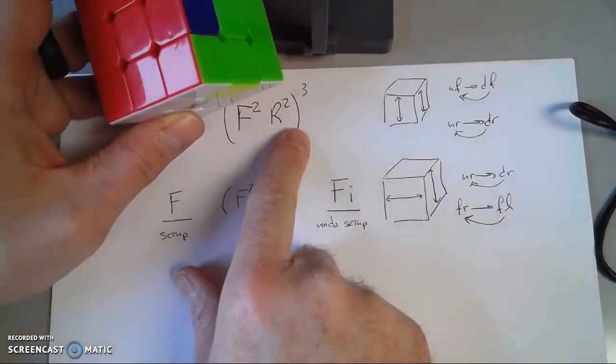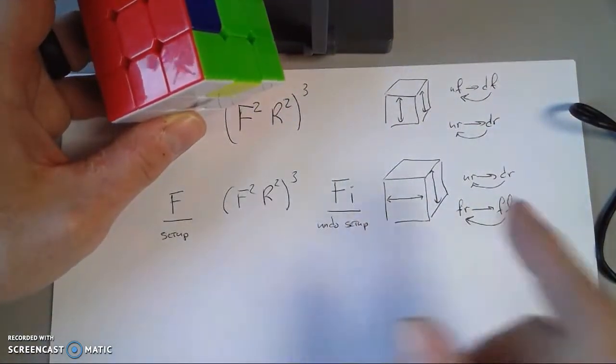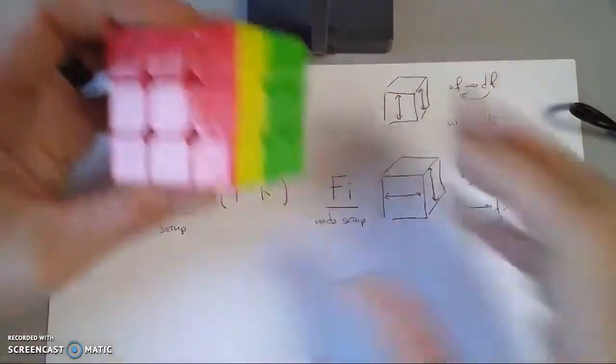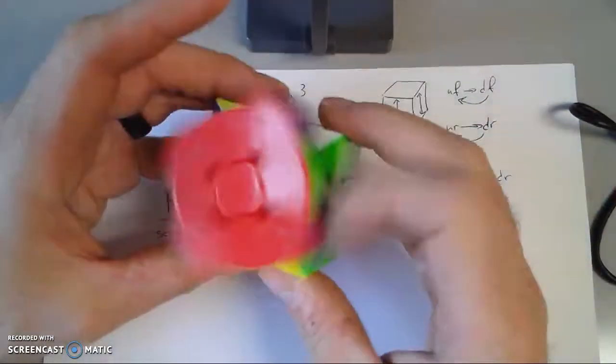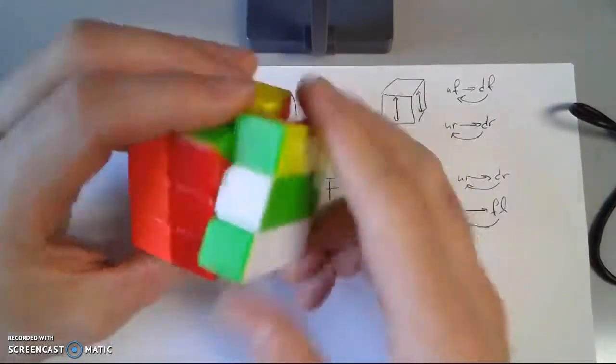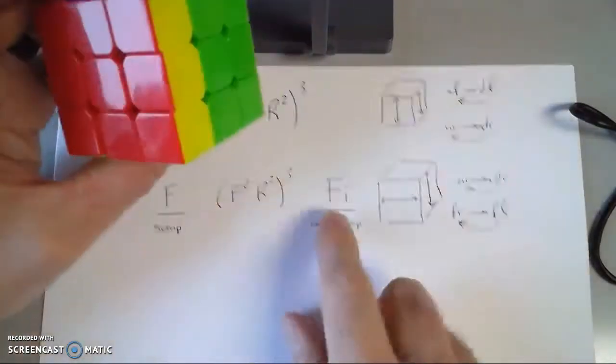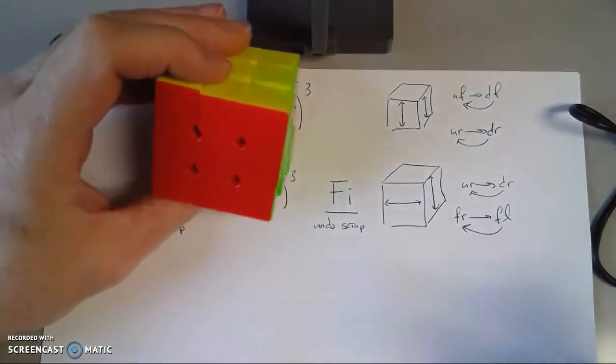Because this permutation is its own inverse, so will this. So I'll just do this again. F, and then F squared, R squared, F squared, R squared, F squared, R squared, Fi. Let's try another one.